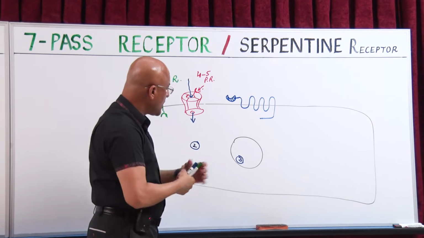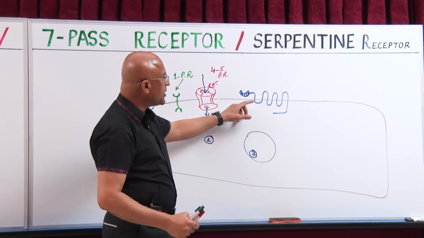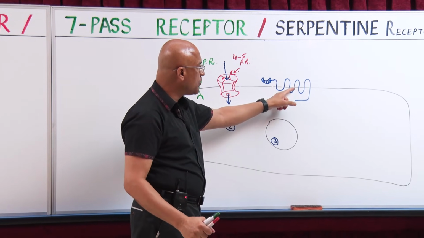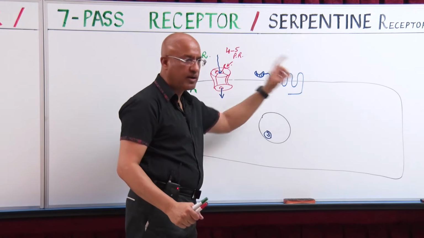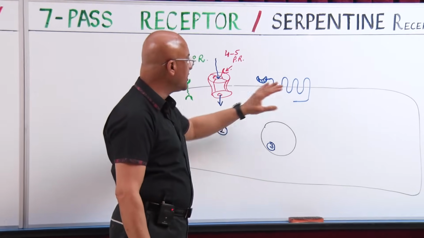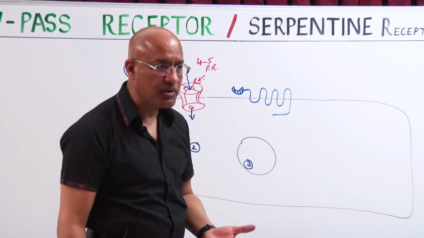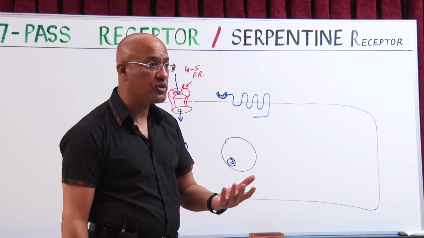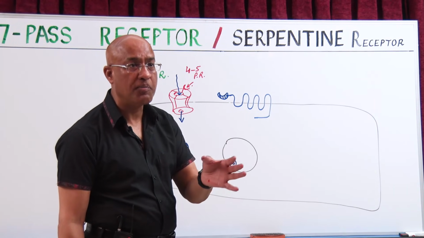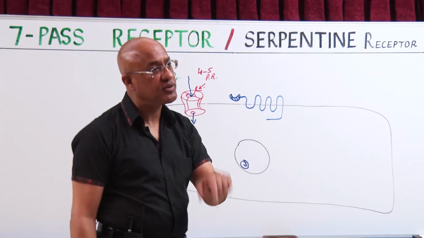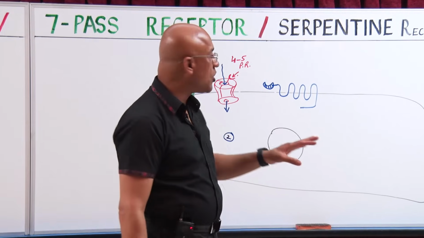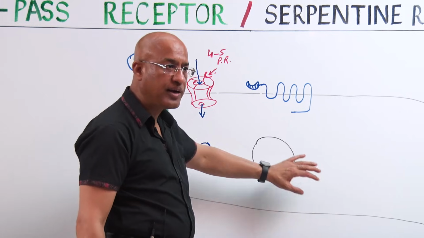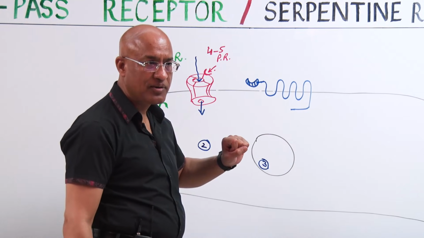Because this peptide chain is passing through the membrane 7 times, 1, 2, 3, 4, 5, 6, and 7, due to this reason they are simply called 7 pass receptors. When they were discovered initially, researchers found there are peptides in the membranes which pass through the membrane 7 times, and they thought when a ligand binds here, some changes happen in the cell. So they said that these are 7 pass receptors, right?